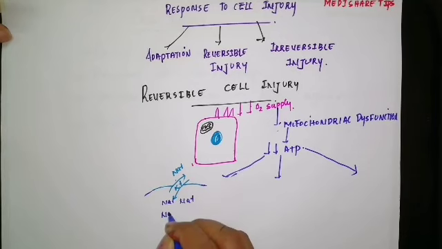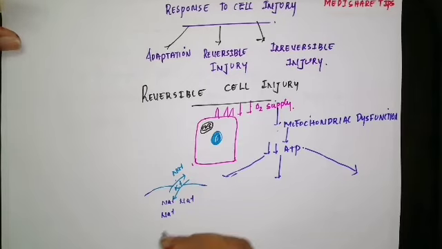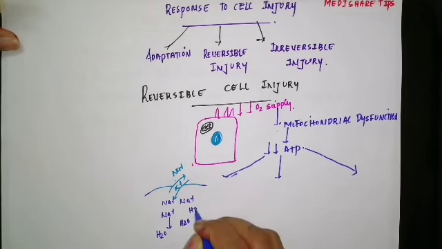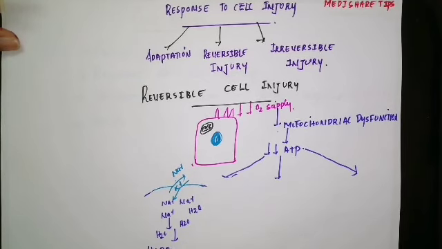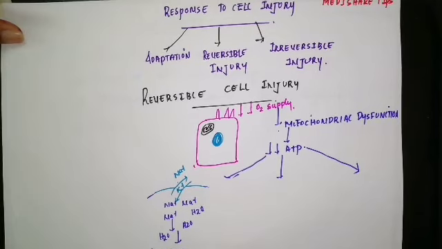When sodium accumulates in the cell, it will lead to accumulation of water, H2O, also, to maintain the isosmotic condition. This will lead to hydropic changes in the cell, that is, the cell becomes swollen. Swelling of the cell occurs along with the organelles. The cell goes into a stage of hydropic change.